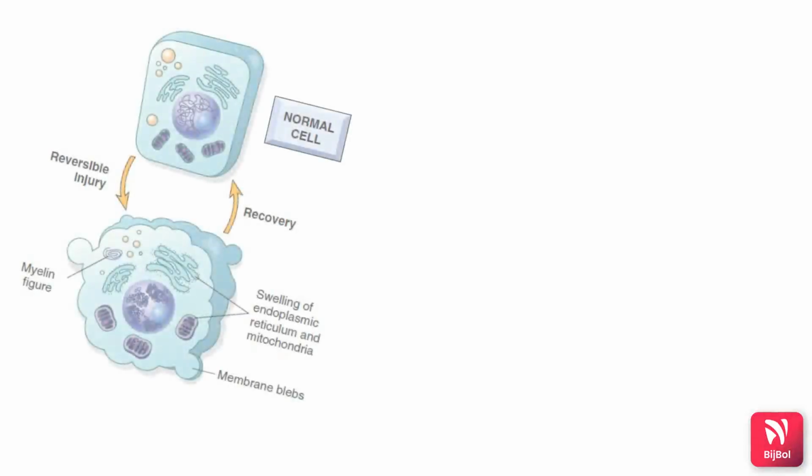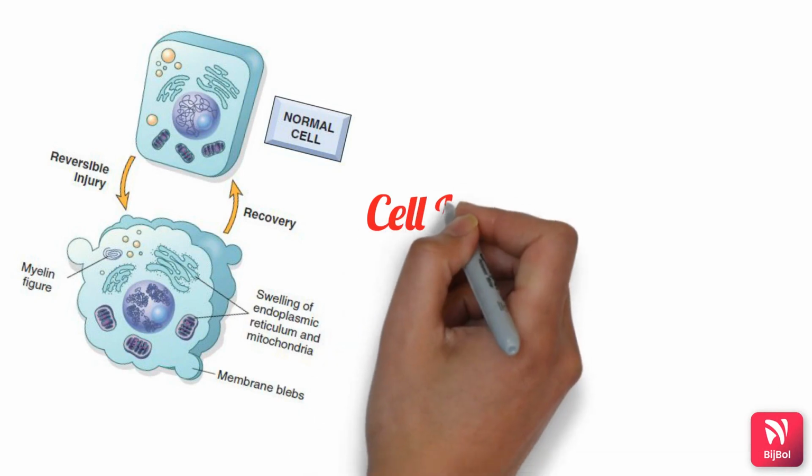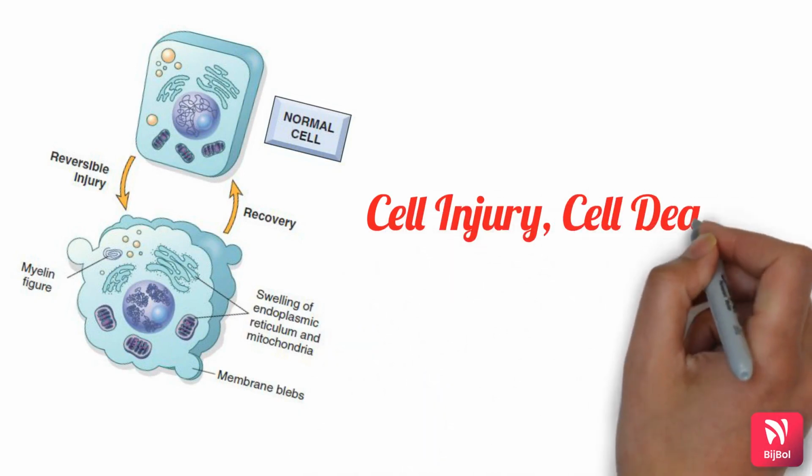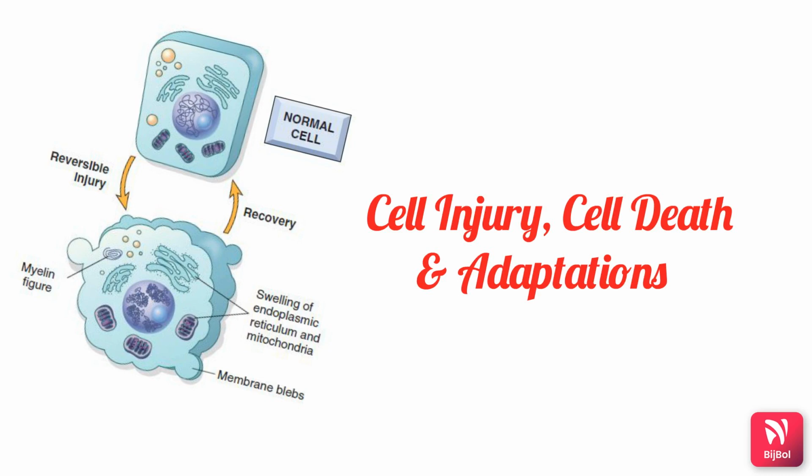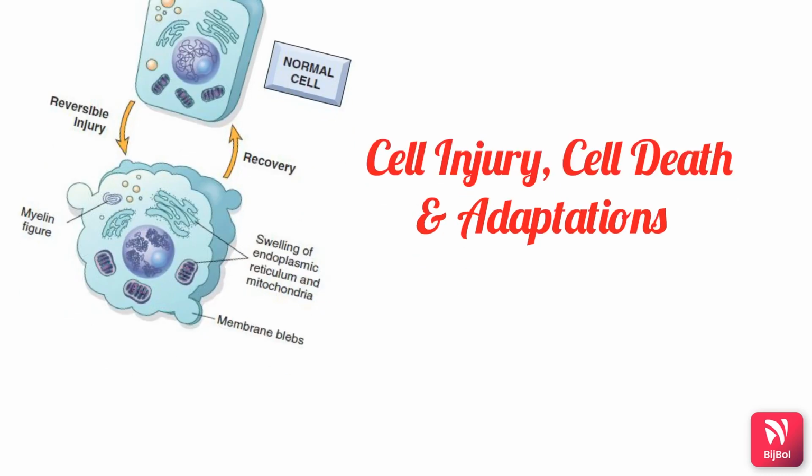Wherein we will be discussing the introduction to cell injury and its consequences, then the different types of cellular adaptations, and then, in detail, reversible cell injury and its morphological forms. So first we will see the introduction to cell injury.